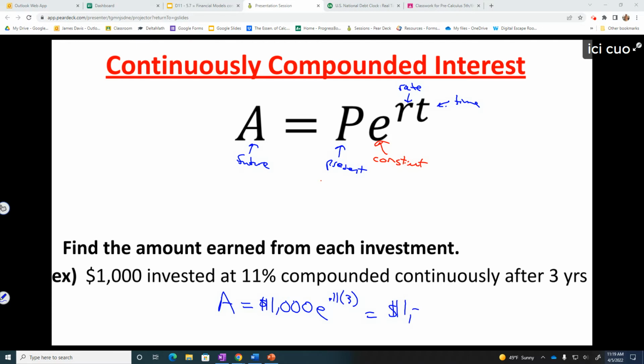You got 1,391, because it does round up, $191. Anybody struggling to get that typed in? Make sure you ask it.